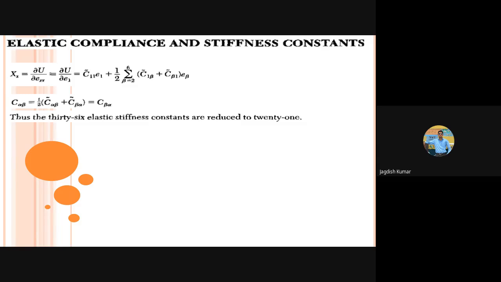Why are we getting 21? By simply putting a constraint, C alpha beta is equal to C beta alpha. Yes? Any guess?